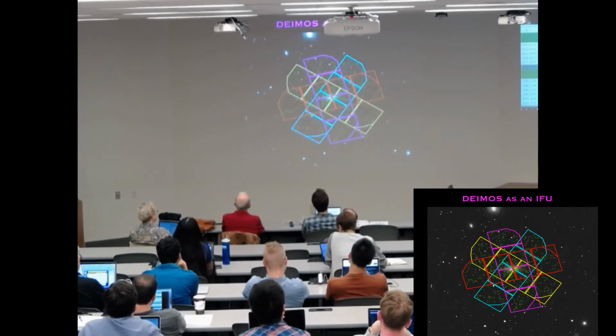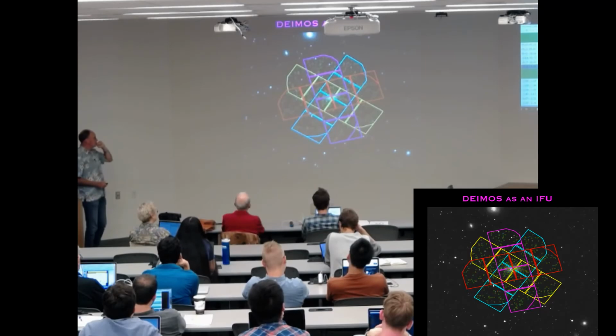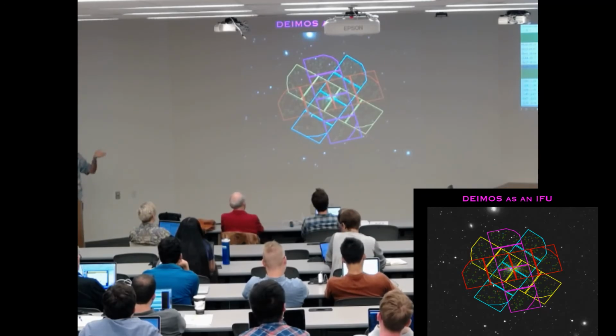So here's what we actually do with DEIMOS. DEIMOS, of course, is a multi-object spectrograph. So we take the spectrograph and we spin it around in this pinwheel pattern to build up good azimuthal coverage of the galaxy that we're looking at. So the slits at the center of the galaxy, we focus on getting starlight, and the ones in the outer parts, we stick on globular clusters and get that at the same time.